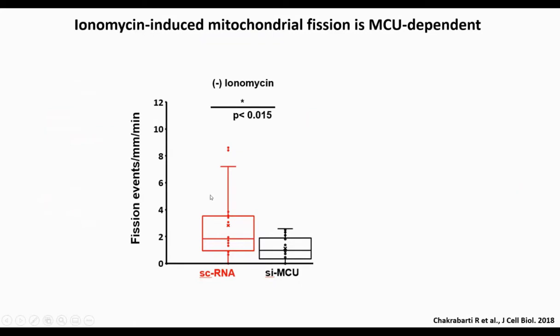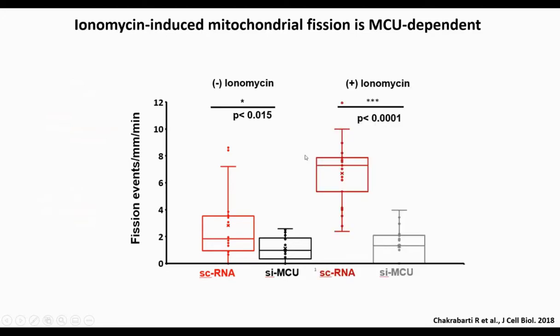First, we did not do any stimulation, but we just wanted to measure the fission events in the MCU knockdown cells. And we saw a very slight but significant difference between the number of fission events in the MCU knockdown cells. And interestingly, if you add ionomycin, then the number of fission events, as I showed you in one of my previous slides, goes up about threefold over the control. But in the MCU knockdown cells, these mitochondria do not divide, which suggested that this actin-mediated calcium transfer into the mitochondria is required for mitochondrial division.